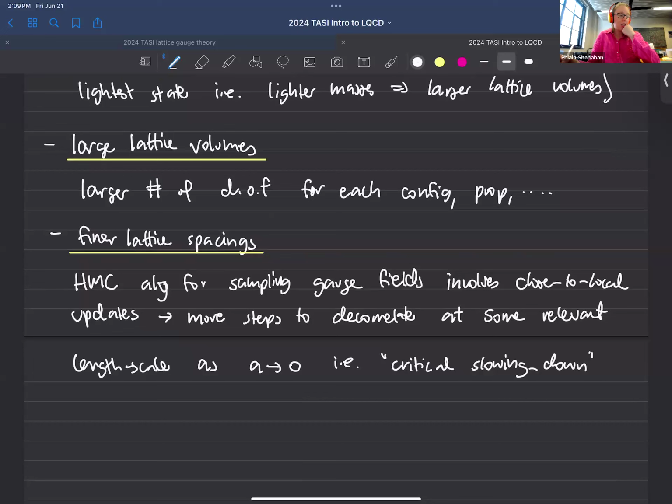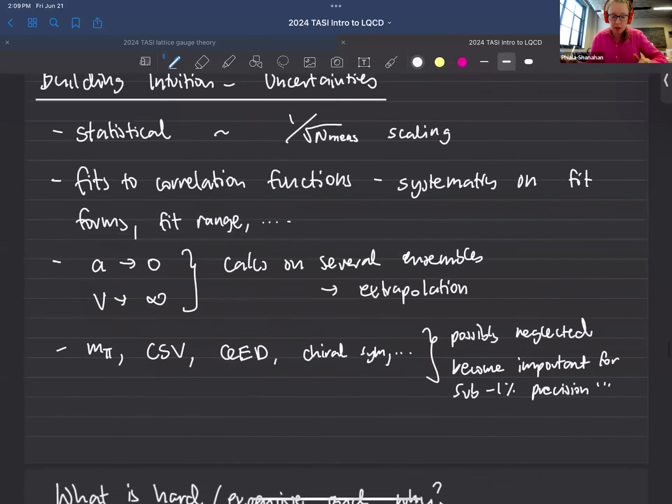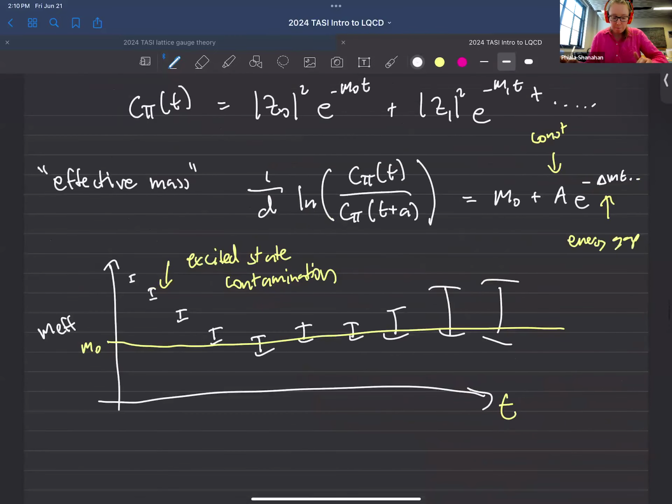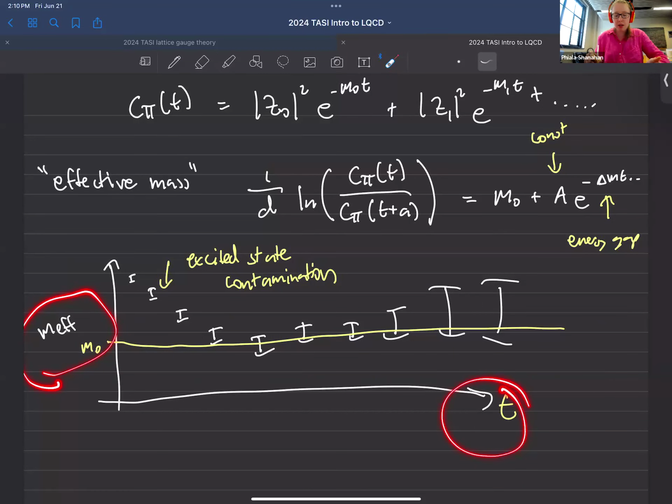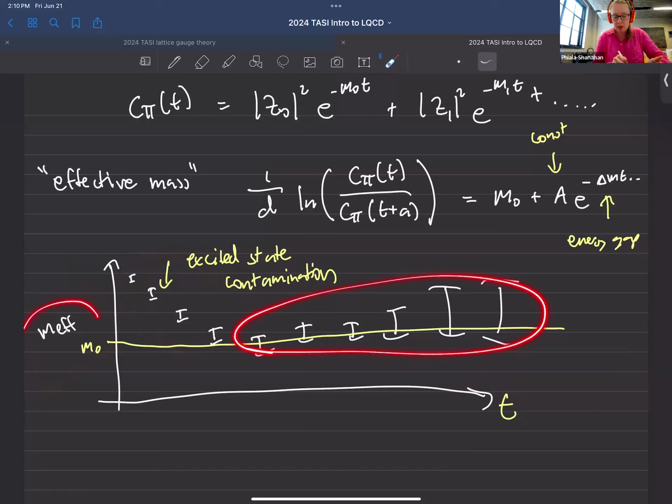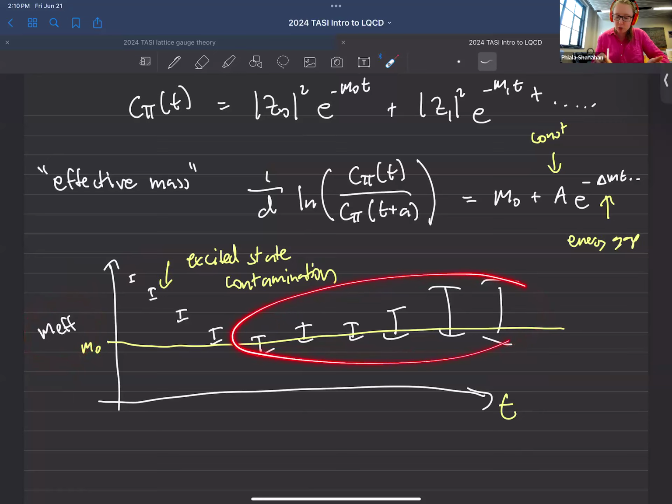Something else that becomes expensive is looking at large Euclidean times. We saw in the example of the pion, last lecture, that you're really fitting Euclidean time dependence of the correlation functions to extract the physics of interest. Recall this figure here. This was the quantity that we constructed called the effective mass. There was some contamination from excited states that weren't the physics we're trying to access at early Euclidean times. And then at later Euclidean times, the effective mass flattened out to give the mass that we're interested in. So we did a statistical fit to this large time behavior to extract the mass.